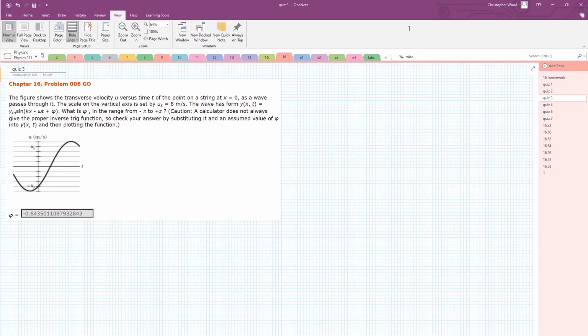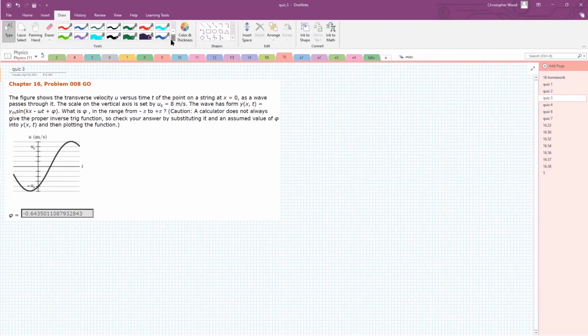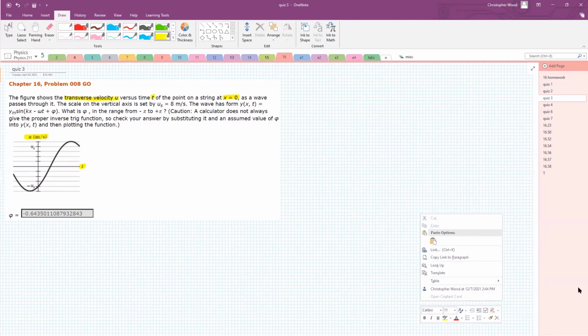We have a graph. As soon as I see a graph, I look at what this is a graph of, very specifically. In this case, it's a graph of transverse velocity versus time. The figure shows the transverse velocity u versus time t of a point on a string at x equals 0. So you have a sine wave. This is what's going on visually before I come back to this.